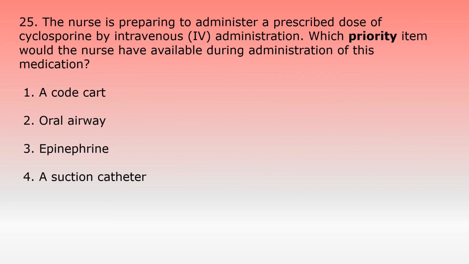25. The nurse is preparing to administer a prescribed dose of cyclosporin by intravenous, IV, administration. Which priority item would the nurse have available during administration of this medication? 1. A code cart. 2. Oral airway. 3. Epinephrine. 4. A suction catheter.